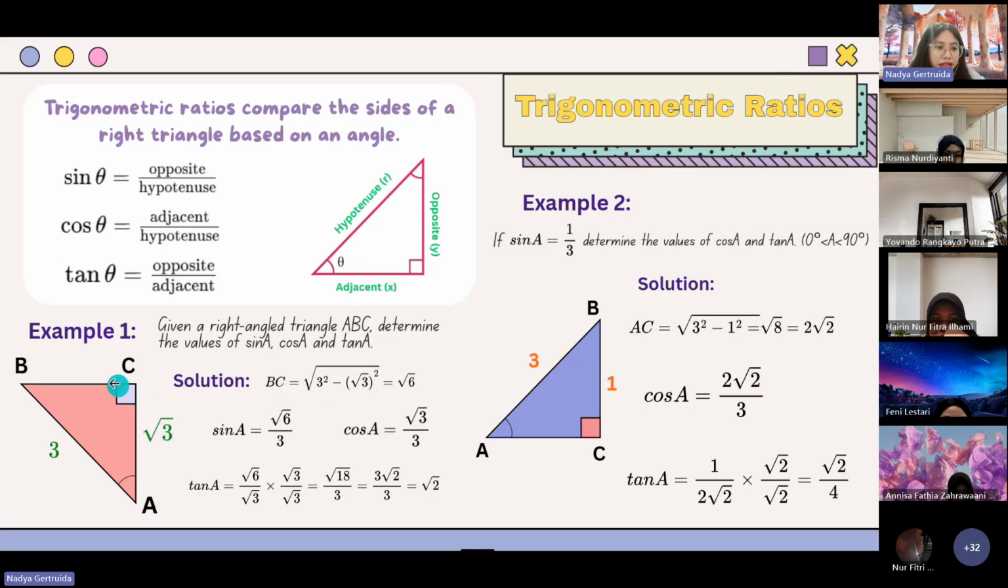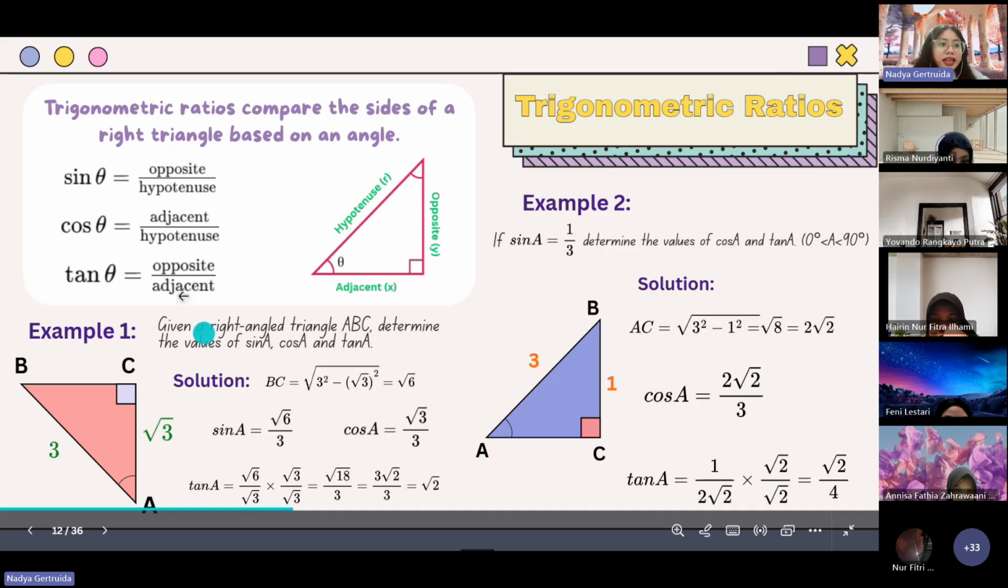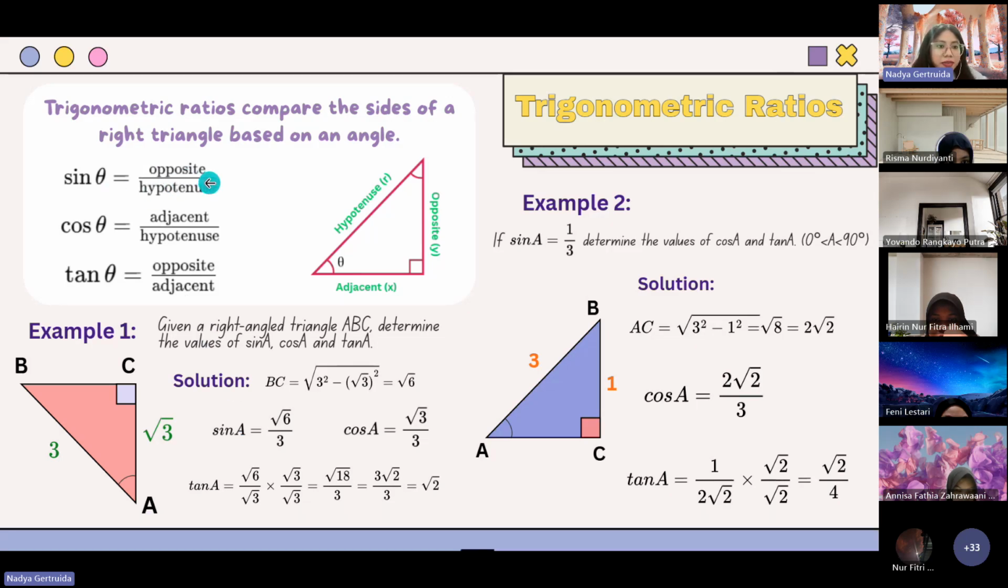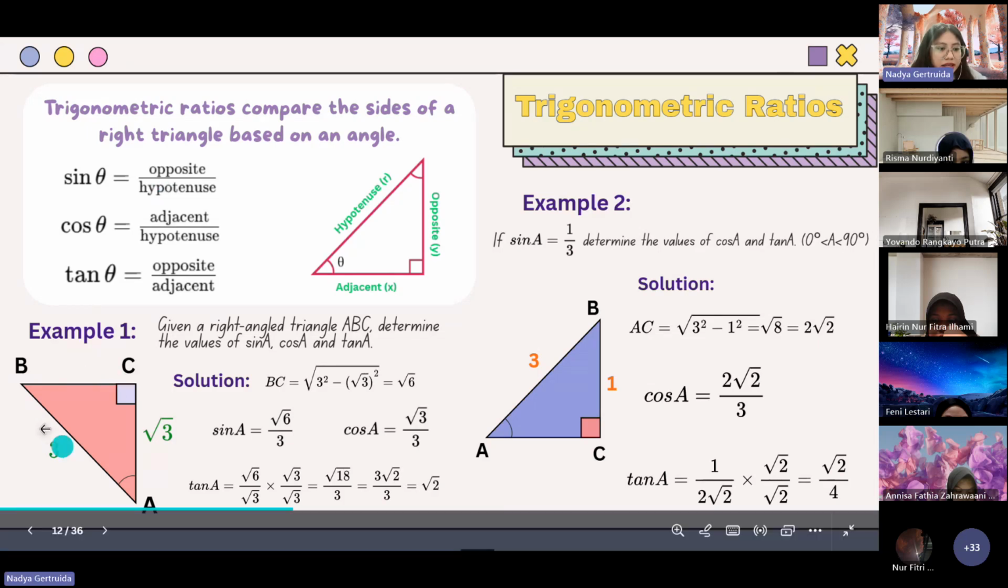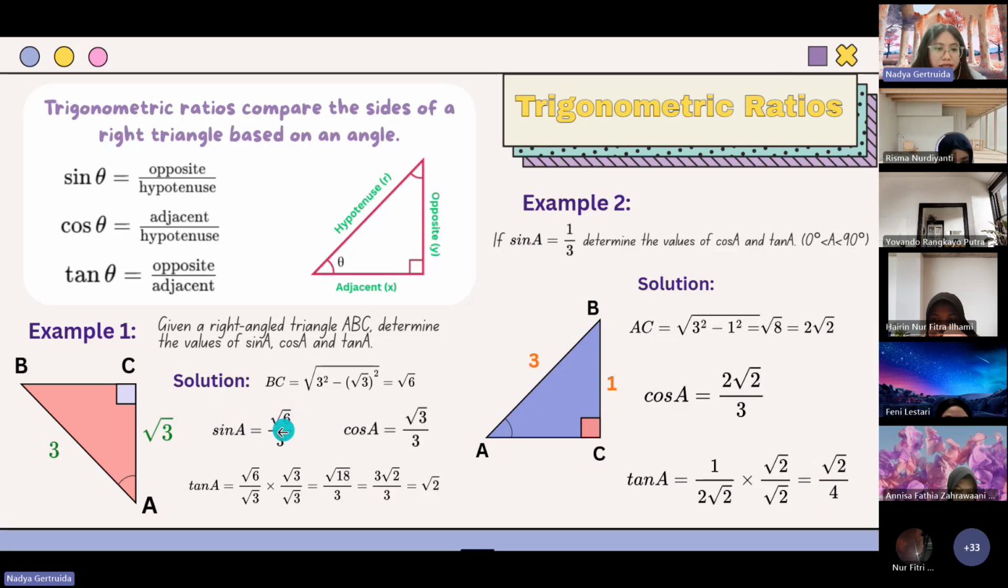So first we must find this BC. BC is equal to the square root of 3 squared minus open bracket the square root of 3 close bracket squared, which is equal to the square root of 6. So BC is the square root of 6. And then we can easily find sine A. Sine A is opposite divided by hypotenuse. The opposite is BC and the hypotenuse is 3. So sine A is equal to the square root of 6 over 3.